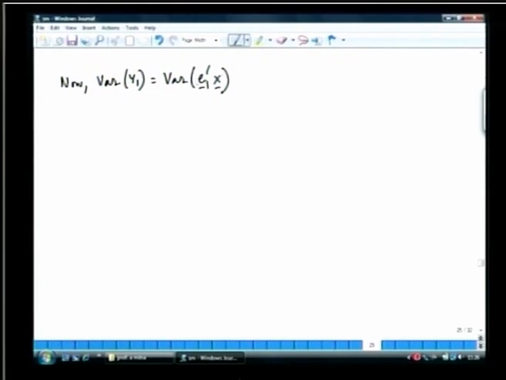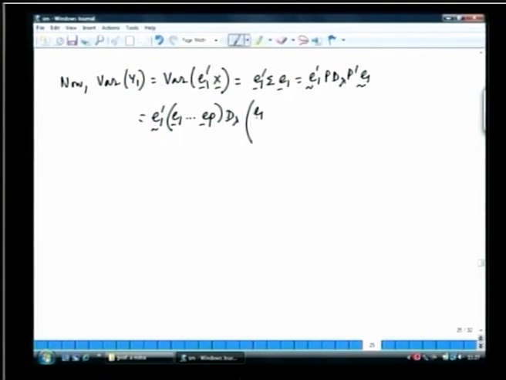Y1 is equal to this linear combination, and this is equal to E1 prime sigma E1, again by using the spectral decomposition of sigma. This is E1 prime P D lambda P prime E1. Again I can handle this. For the P matrix I am writing E1, E2 to EP, and then I have the diagonal matrix D lambda. I am writing the P transpose matrix, E1 transpose to EP transpose, and then E1 again.